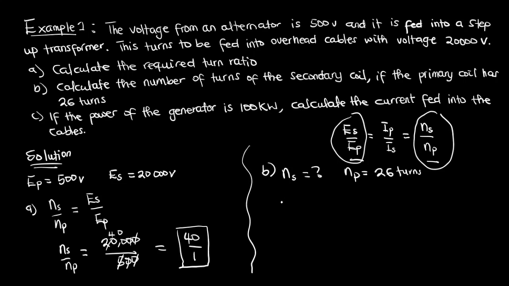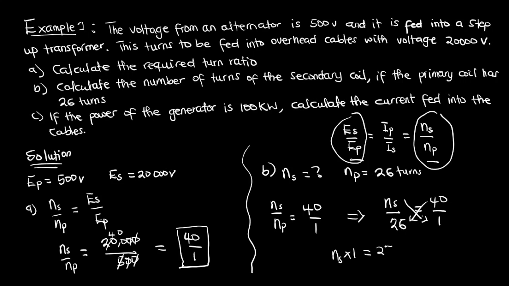Now we've already established that the ratio of NS to NP is 40:1, from the A aspect. So if that is the case, then this implies that our NS, which we still don't know, we maintain, but our NP has been given to us as 26, so this will be equal to 40 divided by 1. So from here we cross multiply, this will multiply this, this will multiply this, so I have NS multiplied by 1 is equal to 26 multiplied by 40.